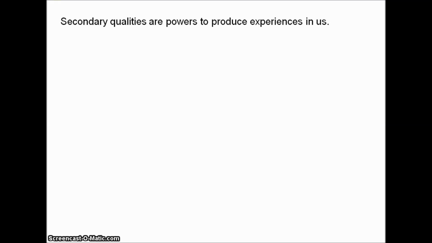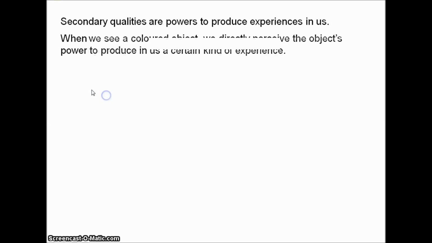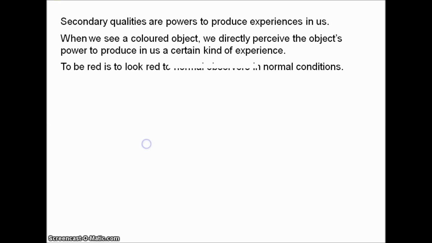Right. In any case, there is a second reply open to the direct realist. The direct realist can argue that secondary qualities are powers in objects to produce experiences in us. So this response accepts that secondary qualities are observer dependent, but holds that we still see them directly because they're defined relative to us. When we see a coloured object, we directly perceive the object's power to produce in us a certain kind of experience. So essentially, to be red is just to look red to normal observers in normal conditions.